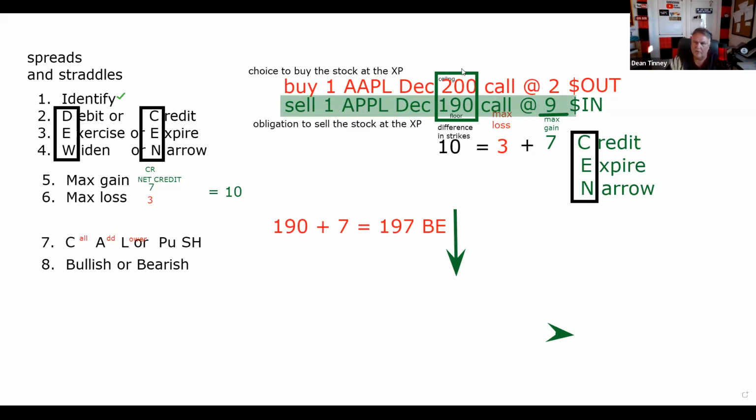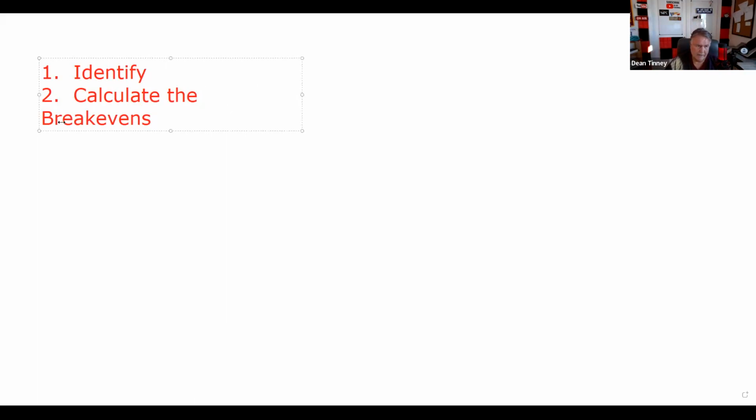I think straddles are a little more straightforward. There are 4 things you have to be able to do on a straddle. You have to be able to identify a straddle. You have to be able to calculate the break-evens. This is the only strategy in which we have 2 break-evens. And the way we're going to do that is call up, put down, call up, put down. We're going to take strike price plus total premium.